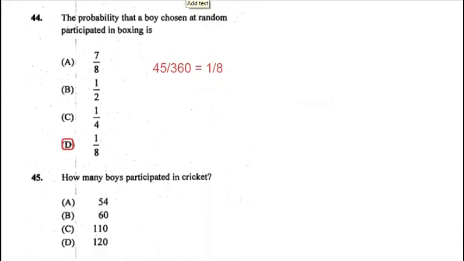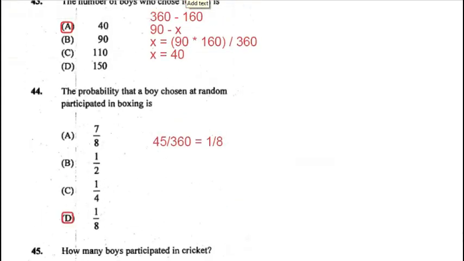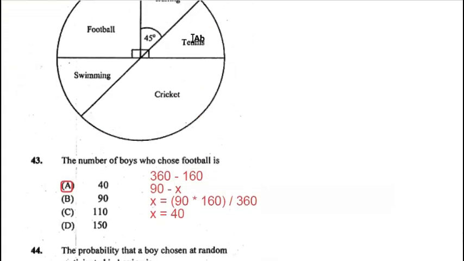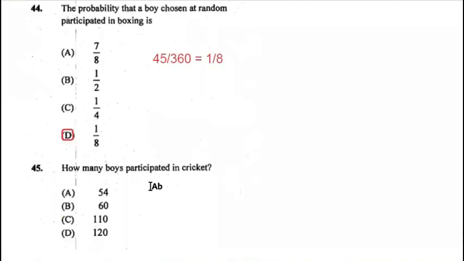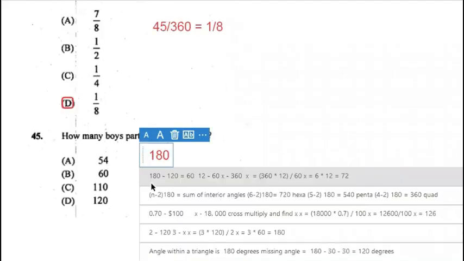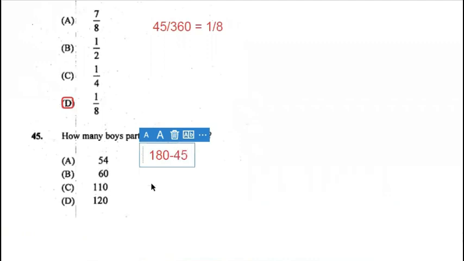45. How many boys participated in cricket? So as we know half of this entire pie chart is 180, but swimming is 45 degrees. As you can see, boxing and tennis was 90 degrees, and this was 45 degrees. This is 45 degrees, and therefore swimming is also 45 degrees. So what we need to do now is minus 45 from 180, and that will equal 135.